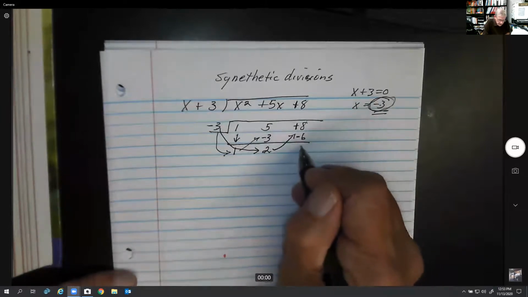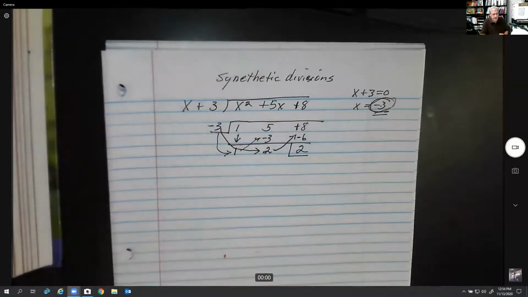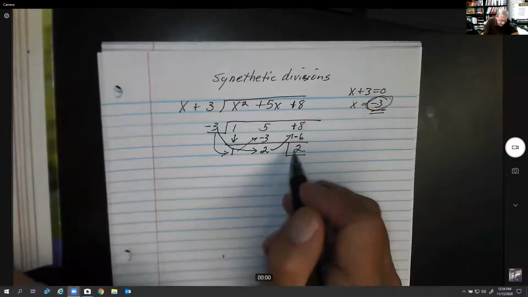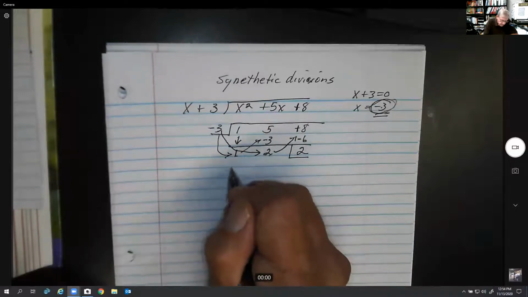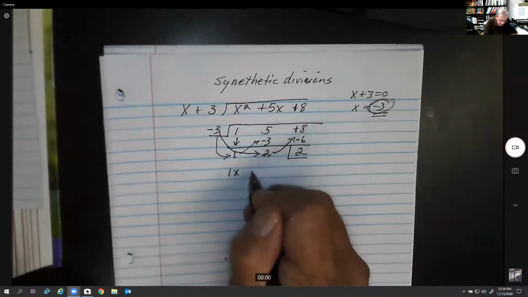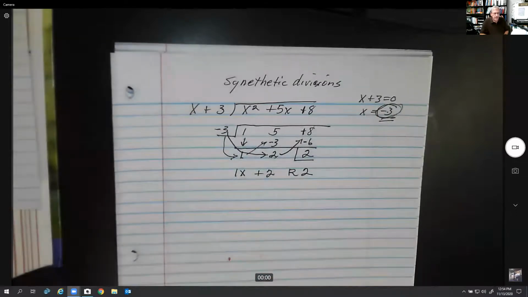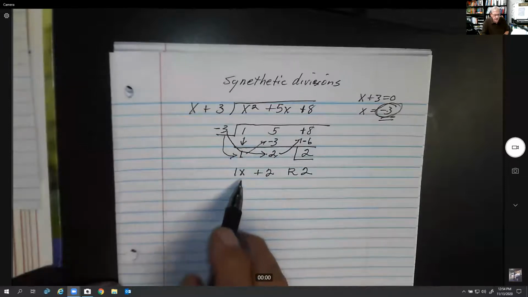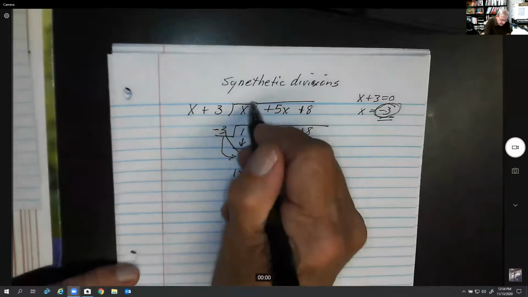-6 from 8 is 2. Now this last number is my remainder. If it comes out 0, it means you don't have any remainder. But you're saying, well, I don't get it because that doesn't look like what I had. Okay, so this is the number 2, and the next number up would be x. So this is 1x. This is a +2 plus 2, remainder 2. So if you're just using 2 numbers here, this would be your x, and this would be a 2.